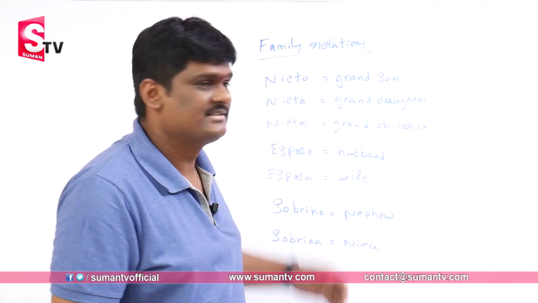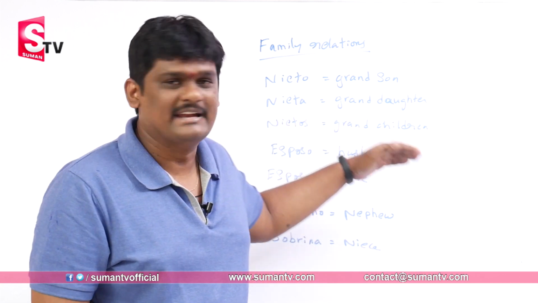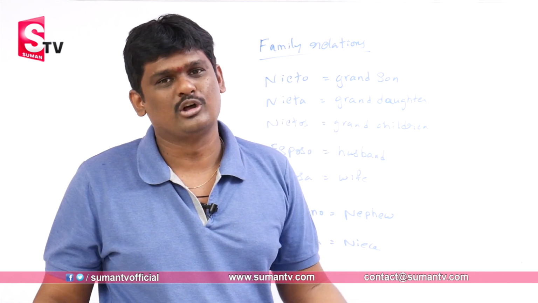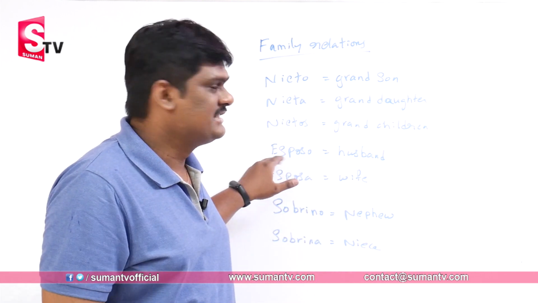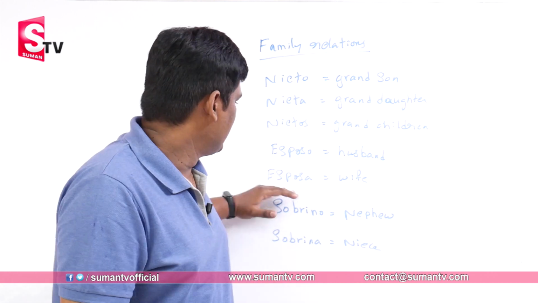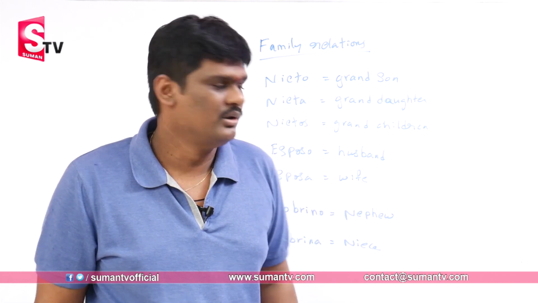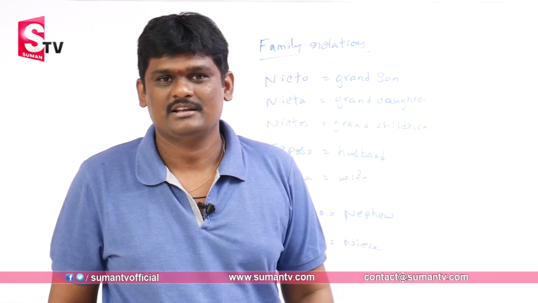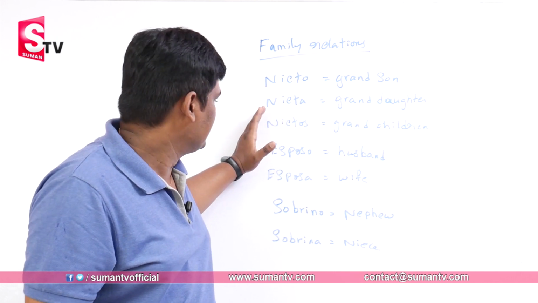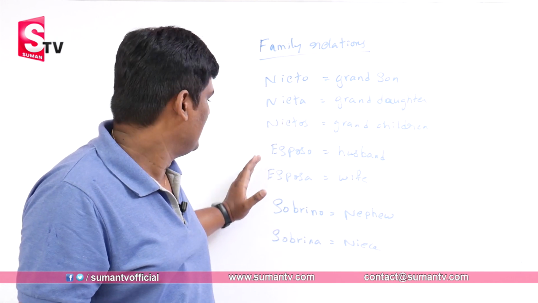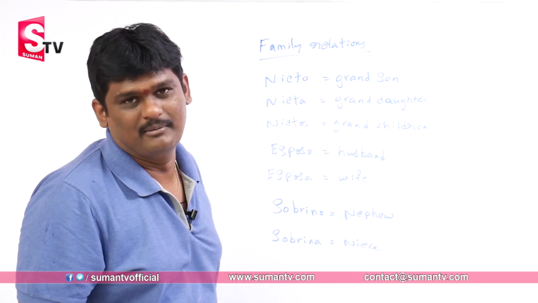Nieto, grandson, nieta, granddaughter, nietos, grandchildren. Grandchildren means it's a combination of both, can be male and female. So nietos. Esposo, husband, esposa, wife, sobrino, nephew, sobrina, niece. So we'll just once again revise. Nieto, nieta, nietos, esposo, esposa, sobrino and sobrina.